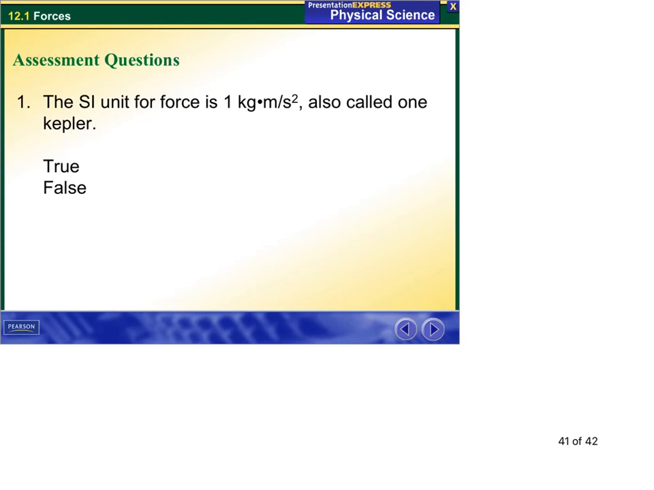And the SI unit of force is 1 kilogram meter per second squared, also called 1 Kepler, and that is false. It is called 1 Newton. This part was true, but this part was false. It's a Newton.